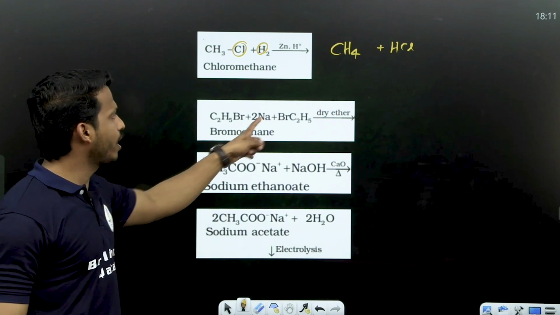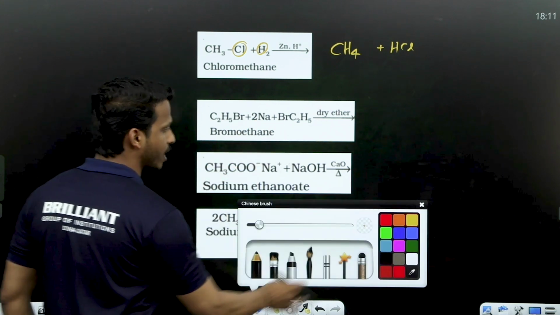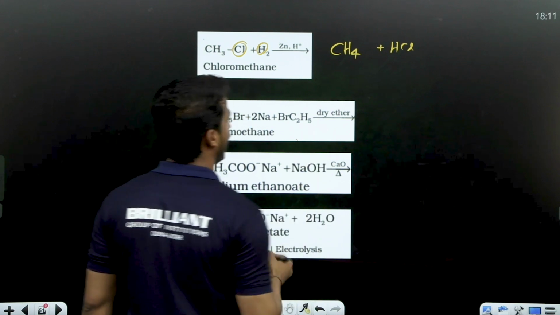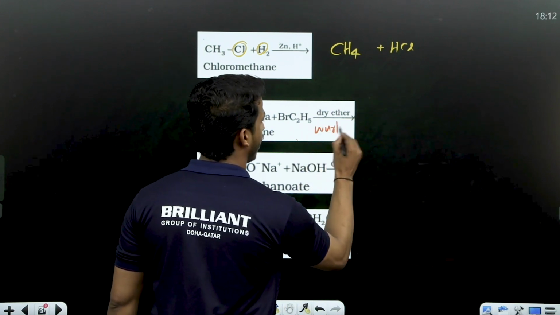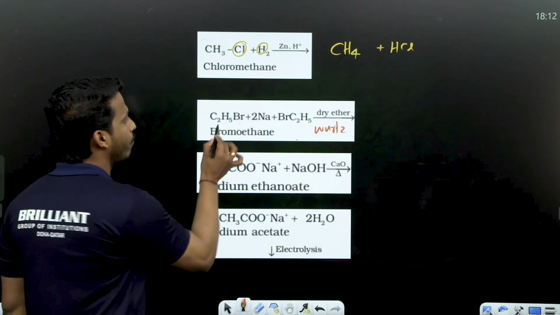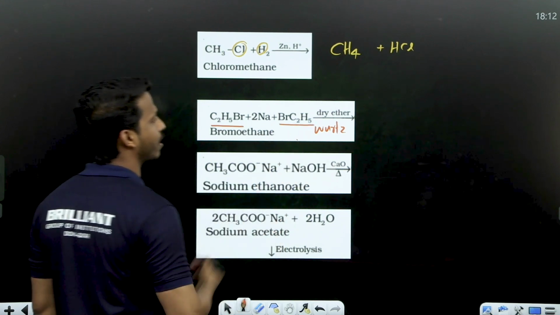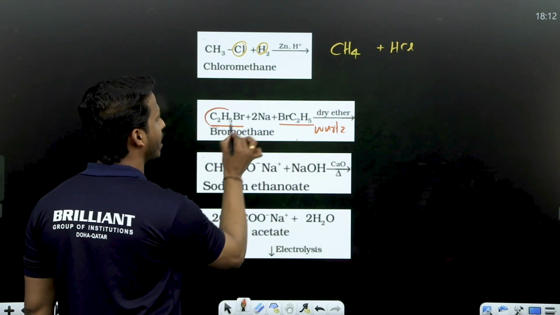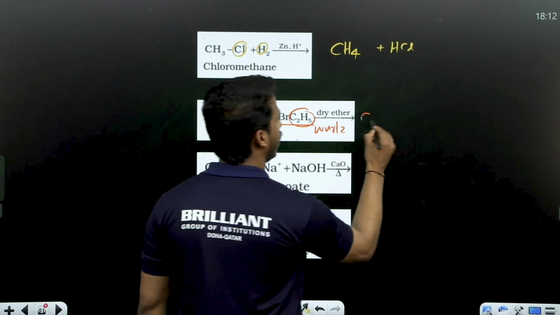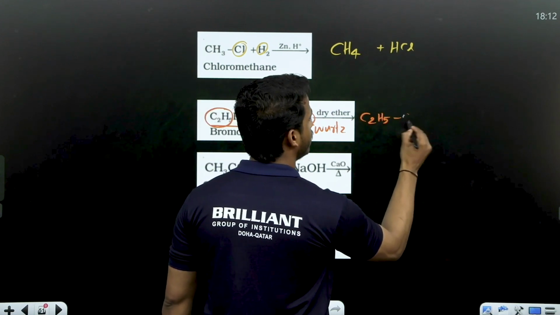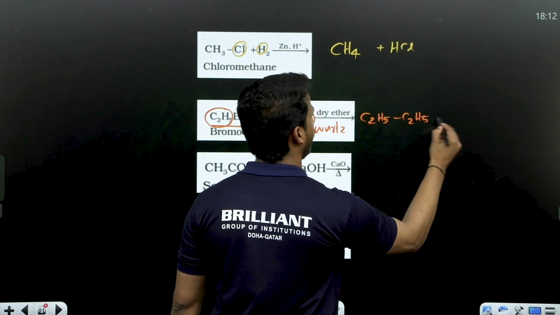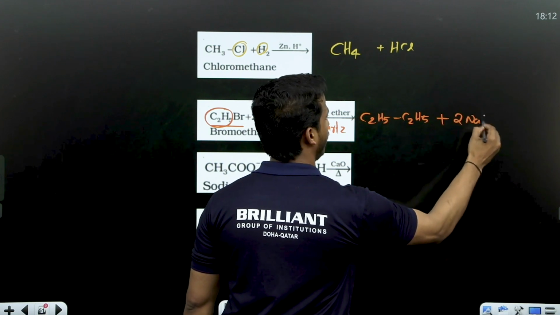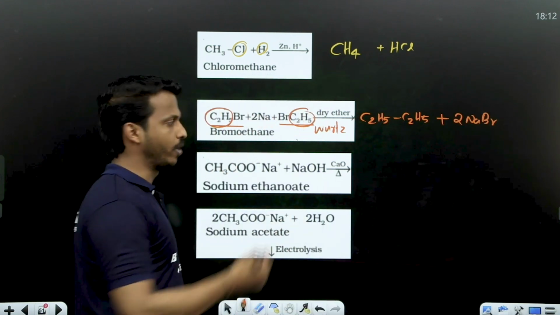Correct? What does sodium and dry ether mean, dear all? Wurtz reaction, right? This is our Wurtz reaction. What is Wurtz reaction? When 2 same haloalkanes react with sodium and dry ether, the alkyl groups get joined. You will get C2H5, C2H5, that is butane, with what? 2NaBr, right? You'll get butane.